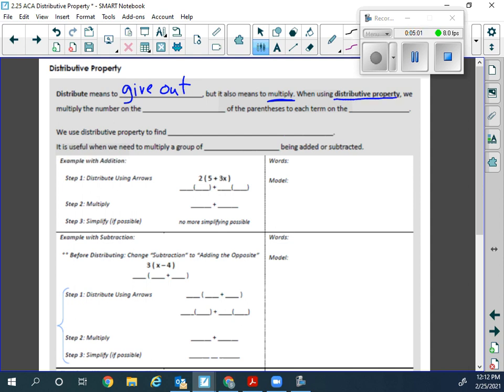When using the distributive property, we multiply the number on the outside of the parentheses to each term on the inside of the parentheses, okay? We're going to use the distributive property to find equivalent expressions. It's also really useful when we need to multiply a group of terms being added or subtracted.